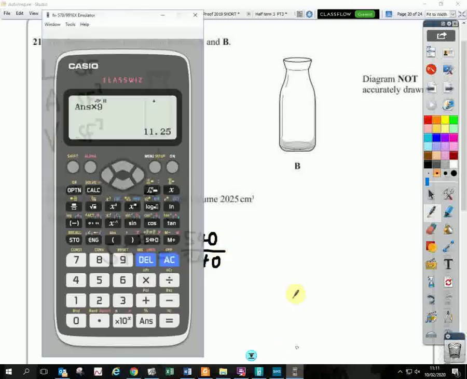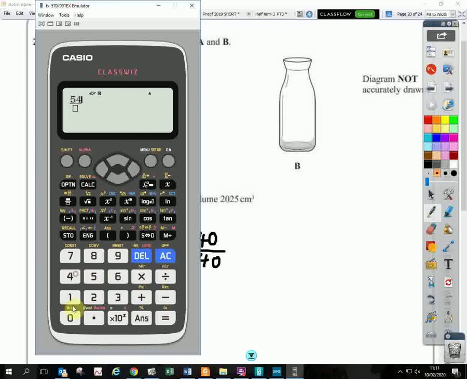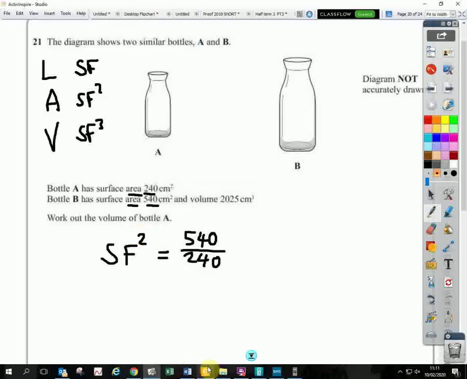This gives me the scale factor squared. So 540 over 240 is equal to 9 over 4, which is 2.25. Okay, so I can write here that this is equal to 9 over 4, or 2.25. And that's all I can do for the time being. They tell me the volume of bottle B. So as soon as I see the word volume, I think, hang on, I need SF cubed.